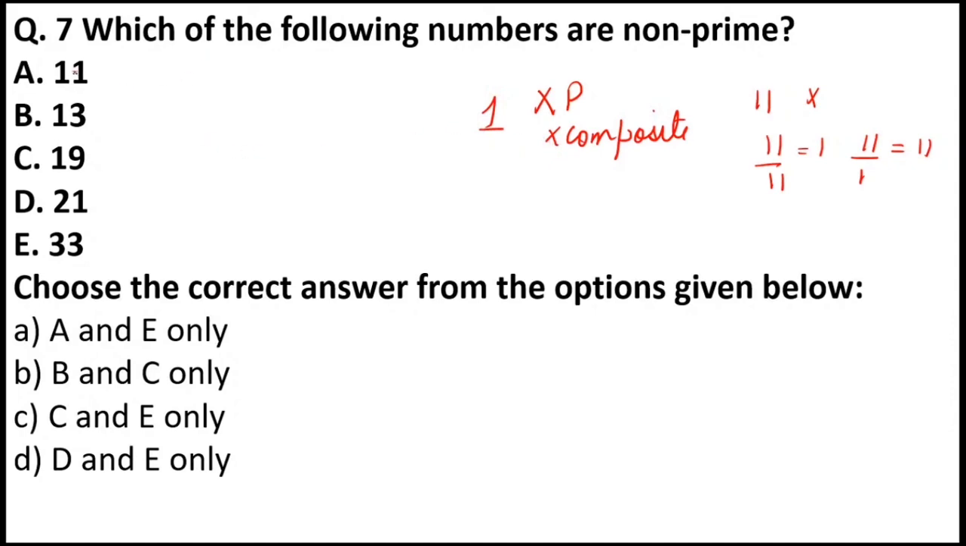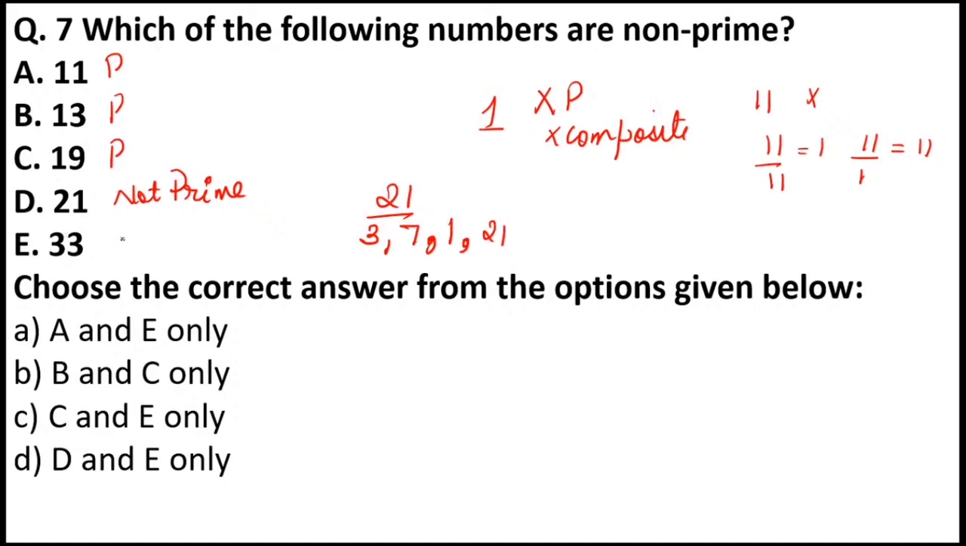Is 11 a prime number? Yes, it is prime. Is 13 a prime number? Yes, 13 is a prime number. Is 19 a prime number? Yes, it is a prime number. Is 21 a prime number? No, it's not prime. Why? Because 21 can be divided by 3, by 7, by 1, and by 21. So you see how it can be divided by so many numbers.